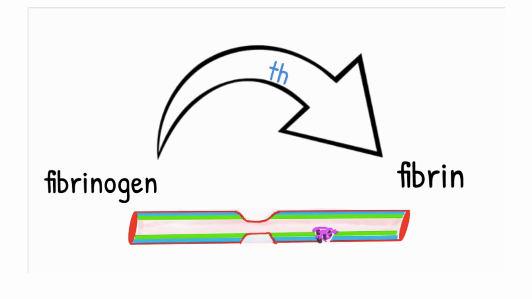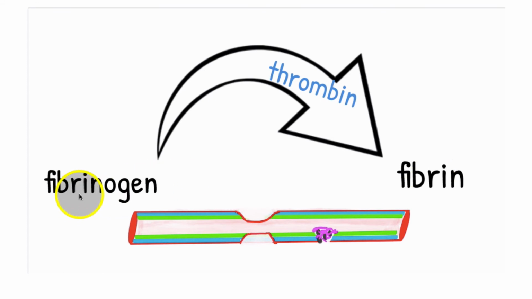Once that occurs, what we start getting is a full-on blockage of that laceration, and that is aided by fibrin. Fibrin is a protein that helps the platelets stick together and ensures that no blood loss is going to occur. So fibrin along with the platelets are necessary for a complete cessation of the bleed.